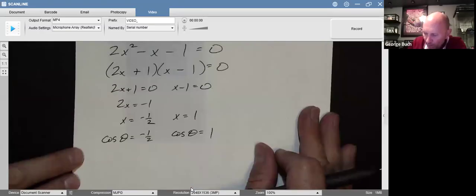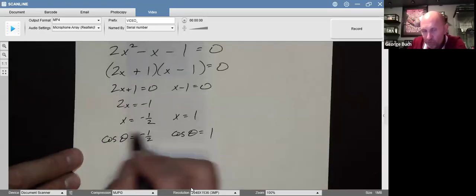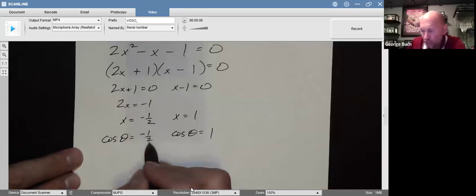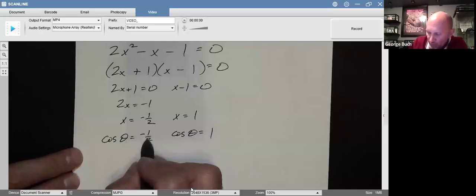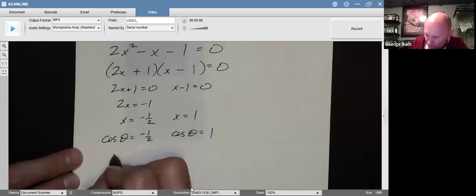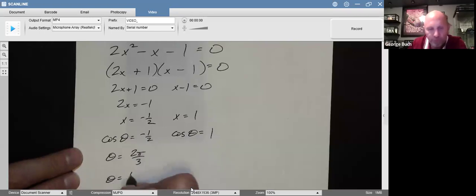So now, where on the entire unit circle between 0 and 2 pi, but not including 2 pi, is cosine equal to negative half? Well, that's when theta is 2 pi over 3, and theta is equal to 4 pi over 3.